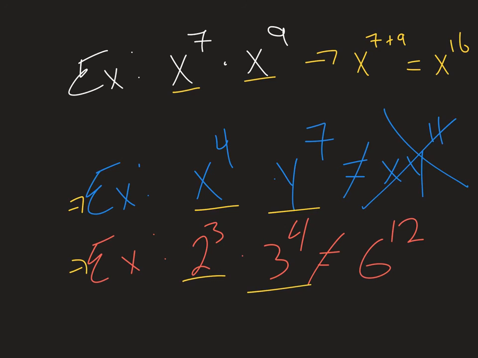So for now, if we're multiplying, we have same bases. As long as that number is the same, then we can just add the exponents, so long as we're multiplying.